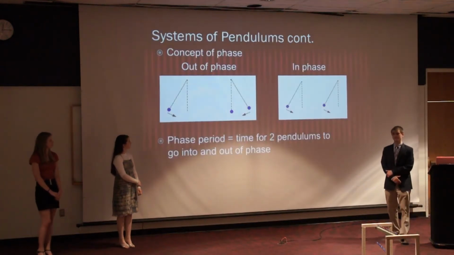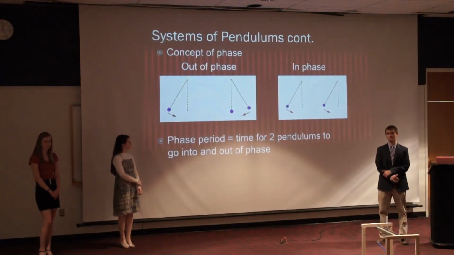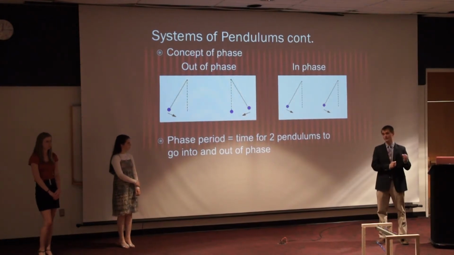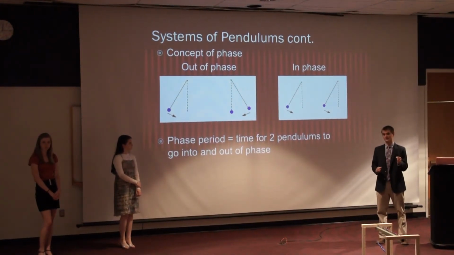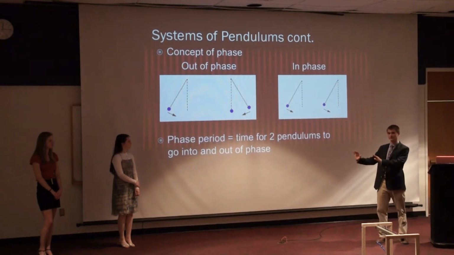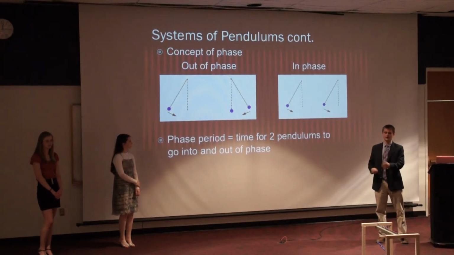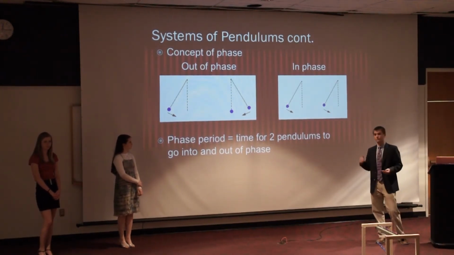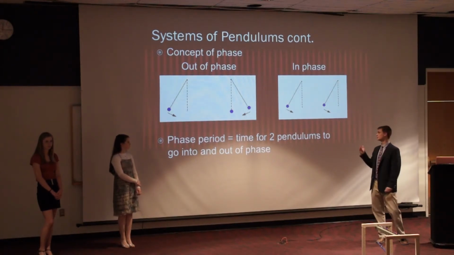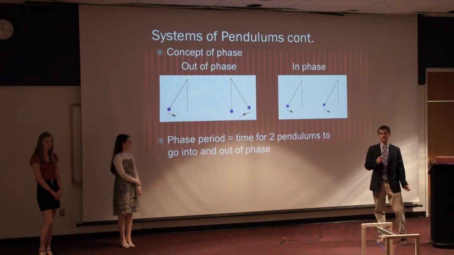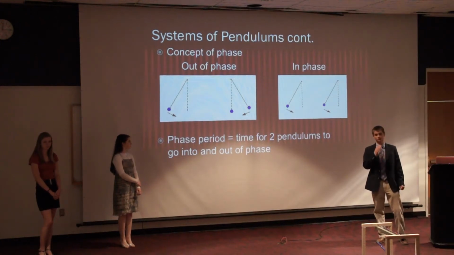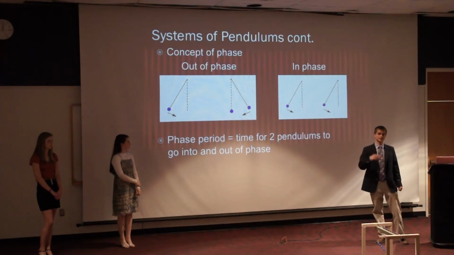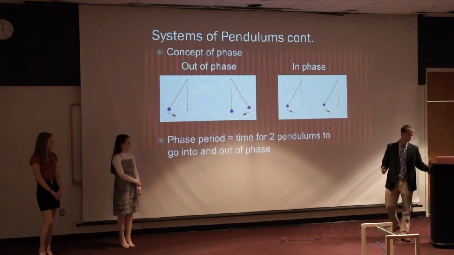One very important concept with a system of pendulums is the concept of phase. Two pendulums that have different frequencies of oscillation will be in phase and out of phase at certain points. In phase means that they're moving in the same direction and they're at the same position at the same time, and out of phase is any other time. So when we're talking about visual effects, we need to know what the phase period is, and that's the amount of time it takes for two pendulums to go from being in phase to out of phase and then back into phase.